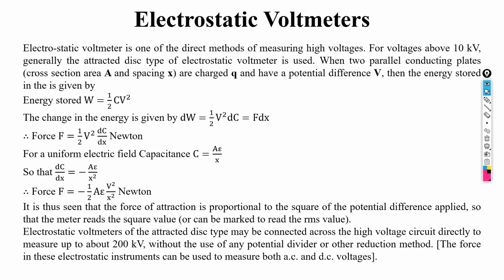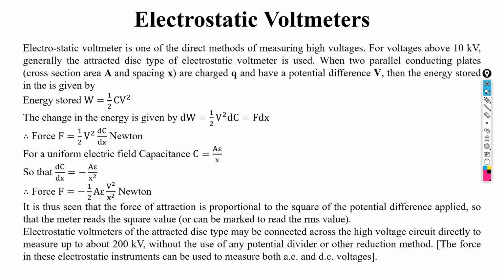For a uniform electric field, the capacitance C is given by A epsilon upon x. Therefore, the differentiation of C with respect to x is given by dC by dx equals minus A epsilon upon x square. So the force will become minus half of A epsilon V square by x square Newton. This is the force acting on the disk or plate.